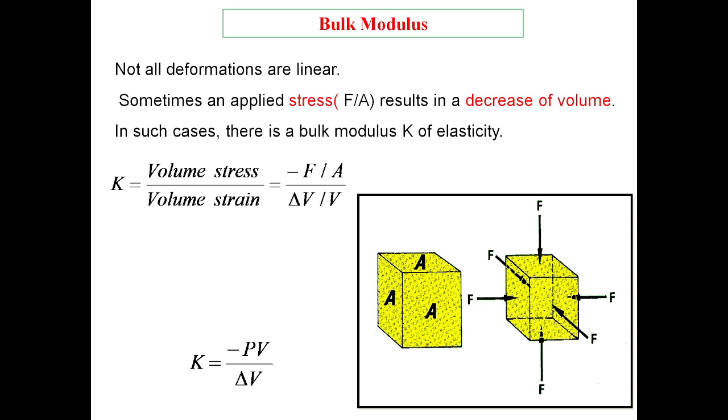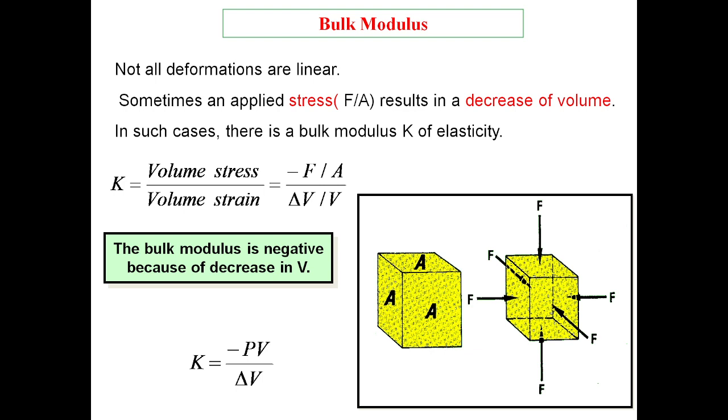We already saw that for the volume modulus, the force is applied perpendicular to all the faces of the cube. That is known as bulk modulus or volume modulus. If you want to find the bulk modulus, it is volume stress by volume strain. K is equal to minus PV by del V. The bulk modulus is negative because of decreasing volume, since F by A is generally pressure P.